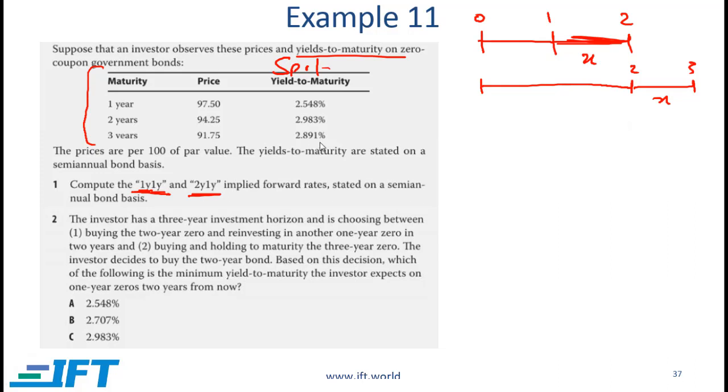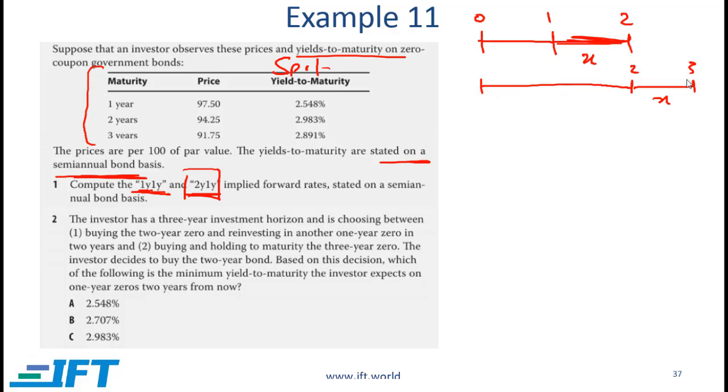Now, there is a subtle difference between this question and what I did earlier. What I did earlier was assume annual payments. I assumed a periodicity of 1. But this is stated on a semi-annual bond basis. I'm going to do the same thing that I did on the previous slide, but now on a semi-annual basis. Let's make sure we understand the distinction.